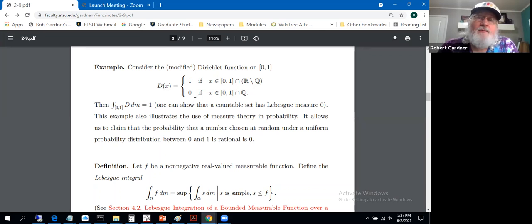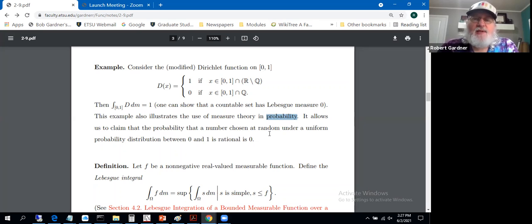I bring this up for two reasons. It's a simple function. It's a little bit complicated, rational and irrational numbers. So Riemann can't do anything about this. Riemann can't evaluate this integral because this function's too discontinuous. We could use it as an example of a probability distribution.